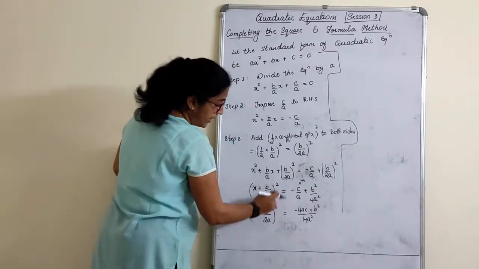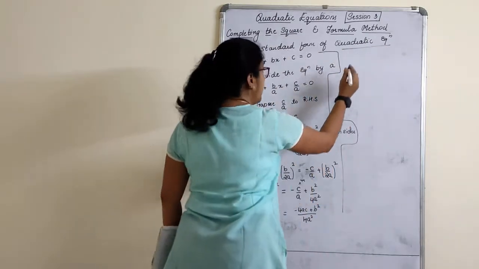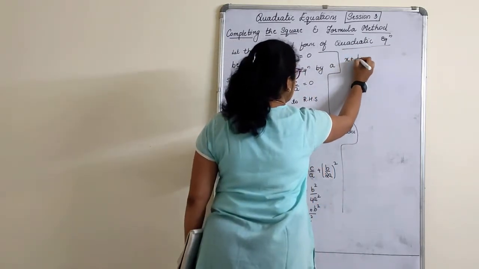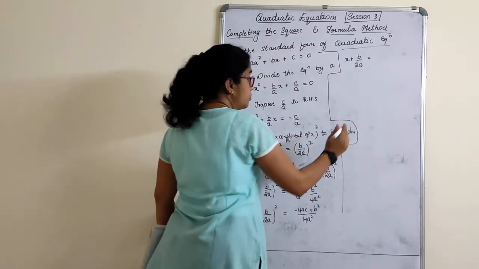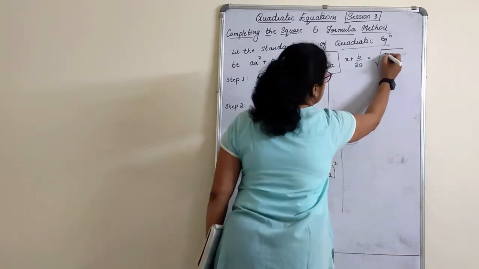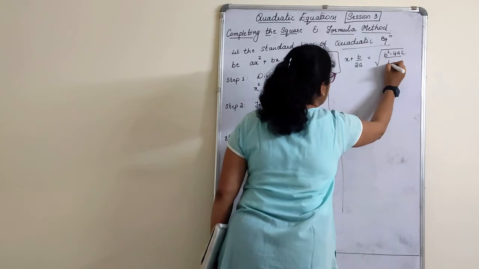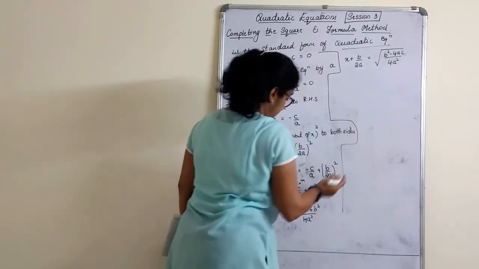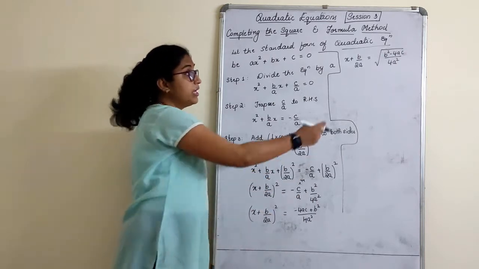Transpose the square to the other side, that becomes the root. So, what do you have? It is x plus b upon 2a is equal to the square root of, I will write this as b square minus 4ac upon 4a square. Right? I just wrote b square first and 4ac later.